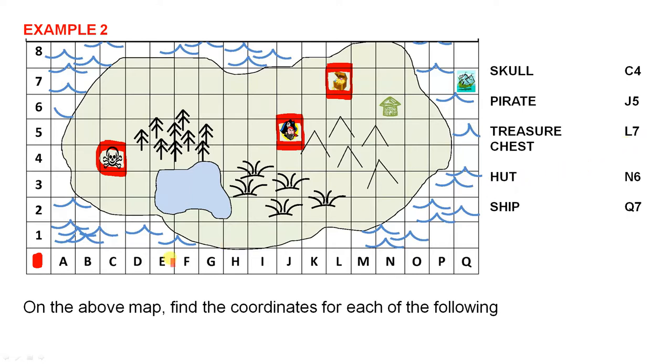The hut. So where's the hut? Here it is here. So there's the hut. Go to the start, go right across, and we see the letter N. We go up, and it's level with the number 6, N6. And finally the ship. Here's the ship here. Start at the beginning, right across to the letter Q, and right up, and it's level with the number 7, so it's Q7. So there it is.